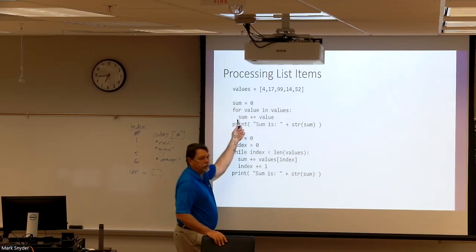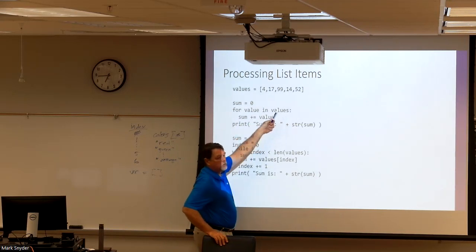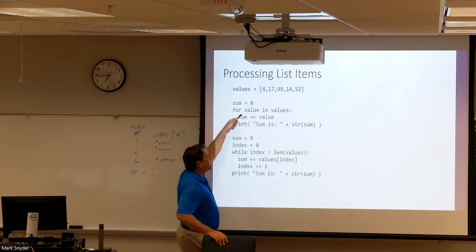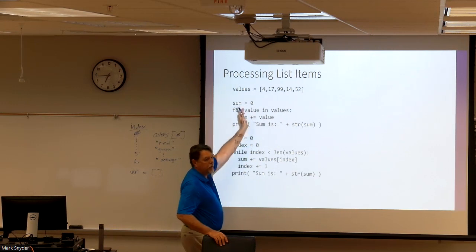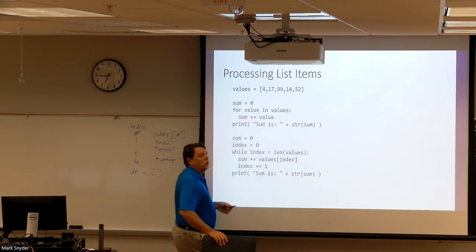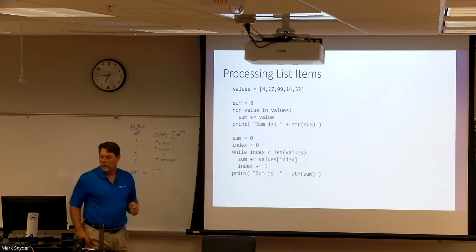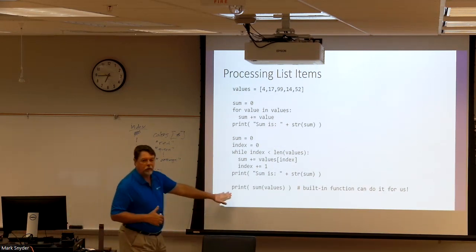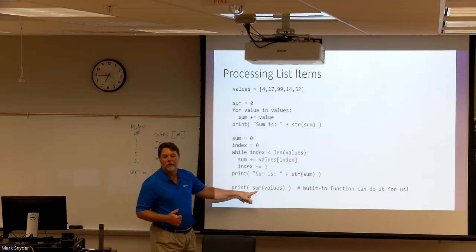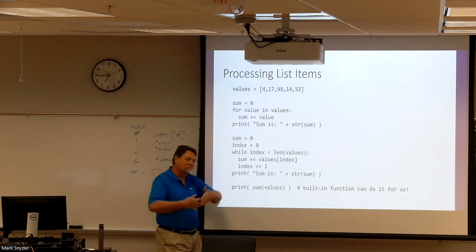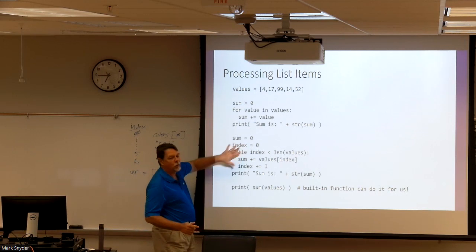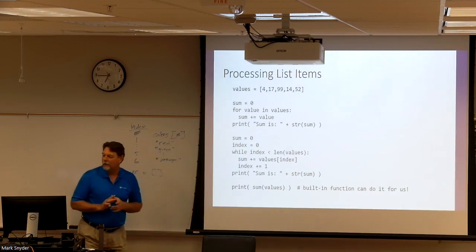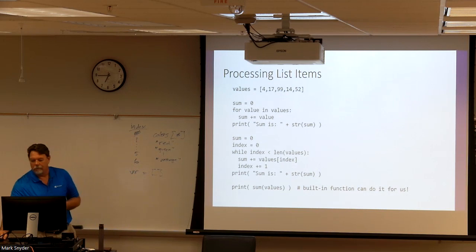Yeah, I'm adding value to sum is the way to read that line of code. Add value to sum. So for each value in values. So each time through the loop, it's automatically going to set value to the next value in the list. Very convenient. Okay, so now, spoiler, there's a really easy way to do this because there's a built-in function called sum. You pass it a list, it does that for you. It does basically the equivalent of these two. It does it for you. Pretty cool.